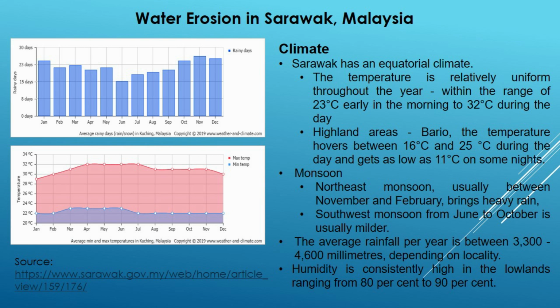Sarawak also has two types of monsoons. The first one is the northeast monsoon and the second one is the southwest monsoon. The northeast monsoon is usually between November and February, which brings heavy rains. The southwest monsoon, from June to October, is usually milder. The average rainfall per year is between 3,300 and 4,600 millimeters, and the humidity is consistently high in the lowlands, ranging from 80% to 90%.